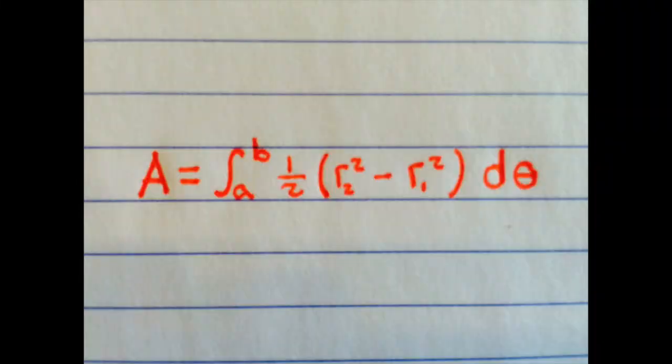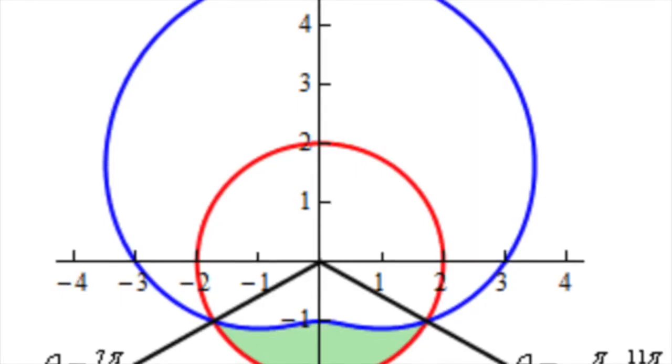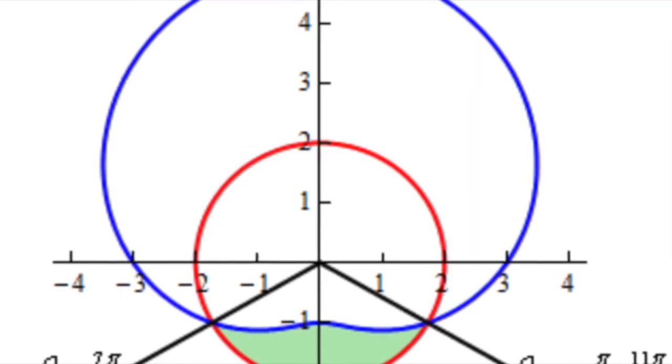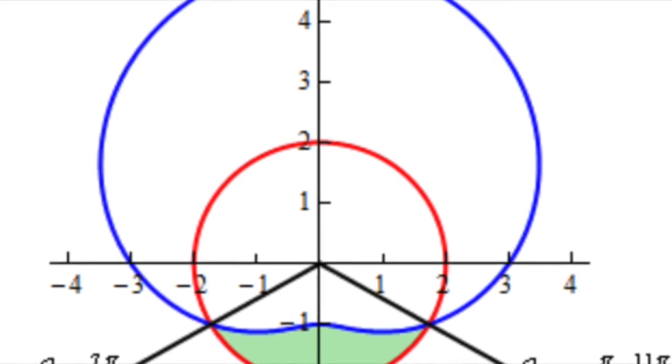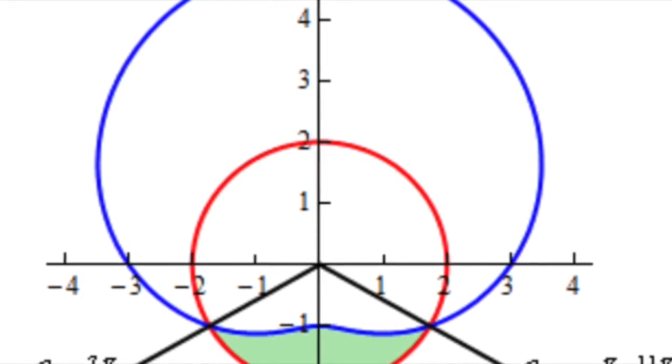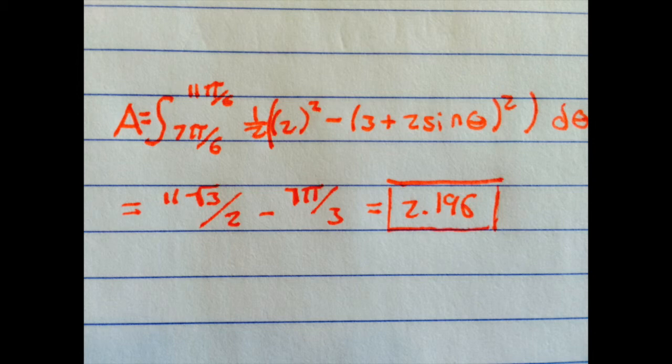To find the area between these two curves, you would use the equation A is equal to the integral from a to b of 1/2 times, in parentheses, r2 squared minus r1 squared, d theta. You would take the integral from 7 pi over 6 to 11 pi over 6, including the equation. But rather than squaring the whole thing, you would square each r individually. As a result, you would get 2.196.